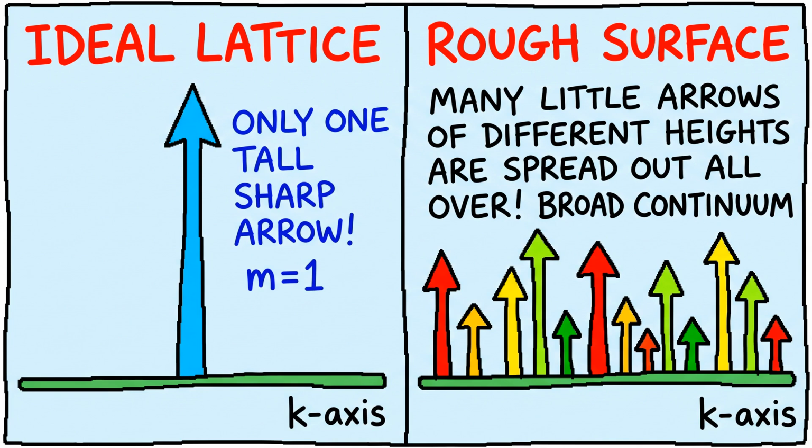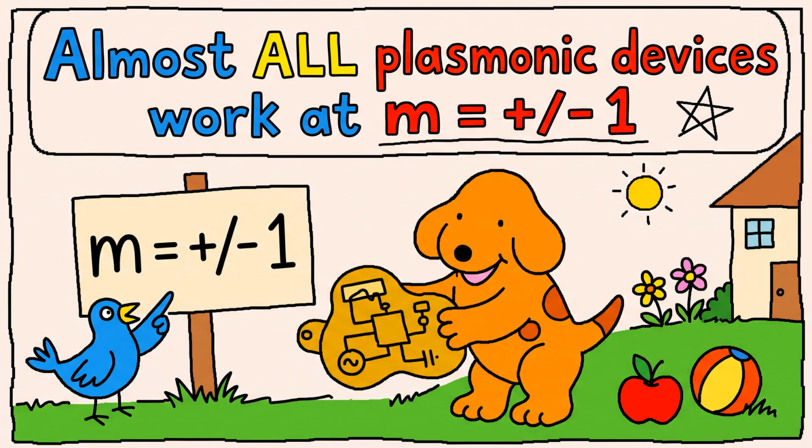But, and this matters, surface roughness has a broad Fourier spectrum. It doesn't pick a single diffraction order. It supplies a continuum of wave vectors. That's both a curse, it broadens and damps resonances, and a feature. It can enable couplings a perfect lattice would forbid.